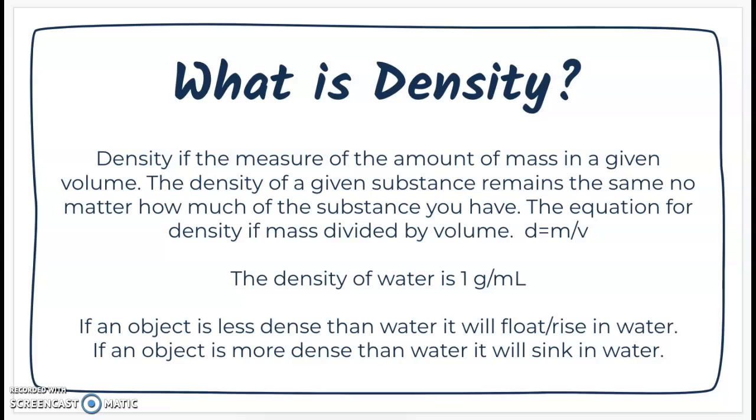The density of water is 1 gram per milliliter. So if an object is less dense than water, with a density of less than 1, it will float or rise in water. If an object is more dense than water, it will sink in water. So if the density is larger than 1 gram per milliliter, then it will sink in water. And that goes for objects or liquids that are more or less dense than water.